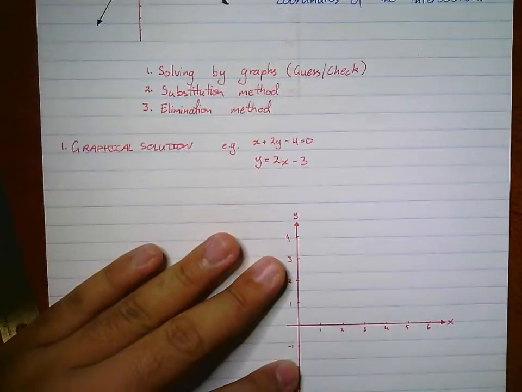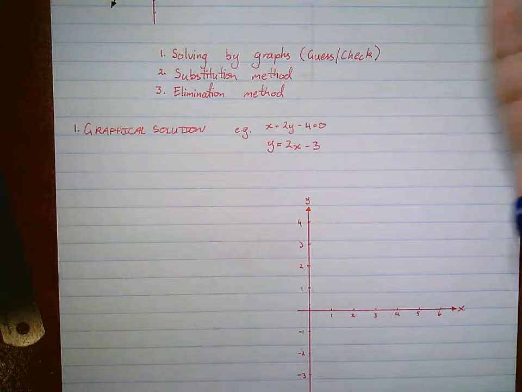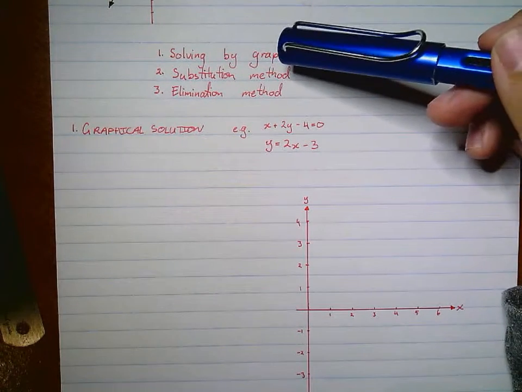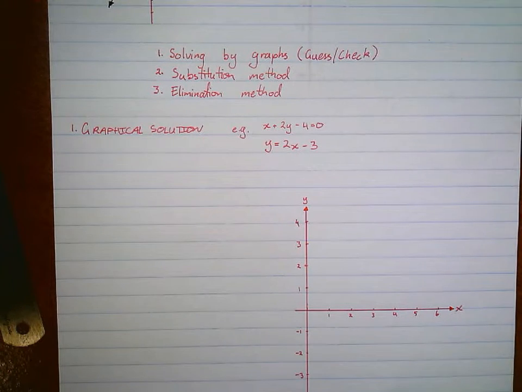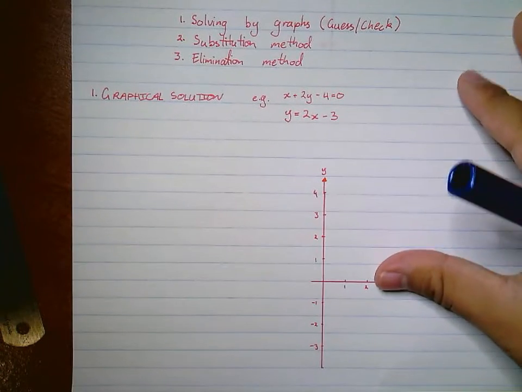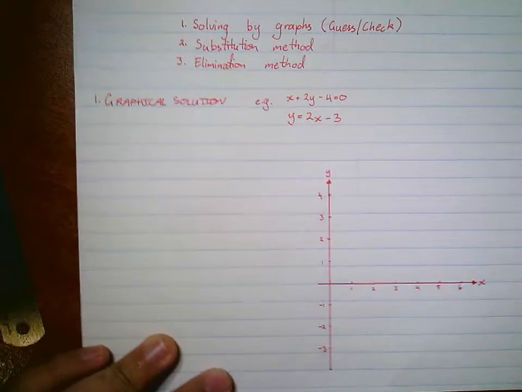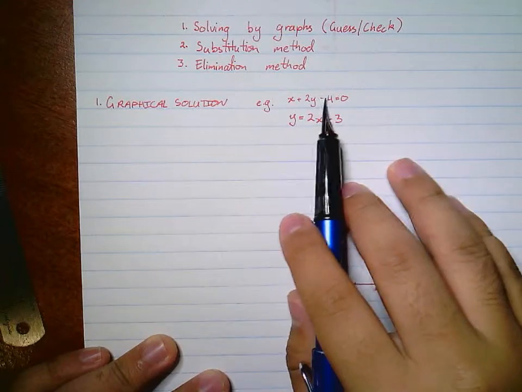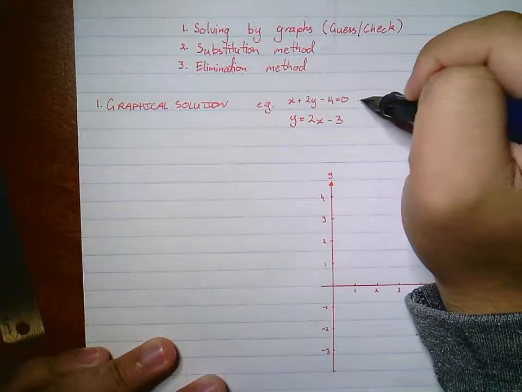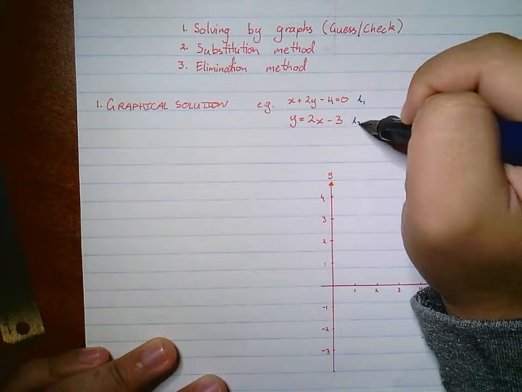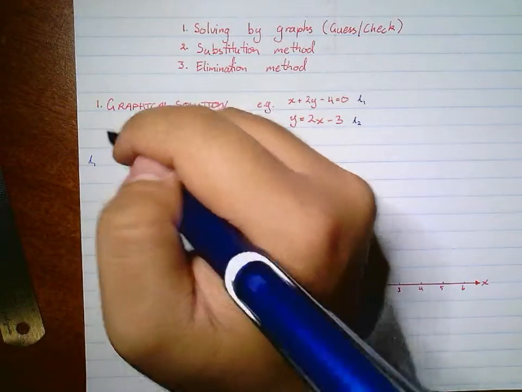The first and perhaps the most straightforward one is graphing them. So the three that we're going to be looking at are solving by graphs, the substitution method, and the elimination method. We're going to start with the most straightforward one first. How I will be solving this is using the x and y intercepts of both. So I'm going to start with line 1, then move later on to line 2. Let's begin with line 1.